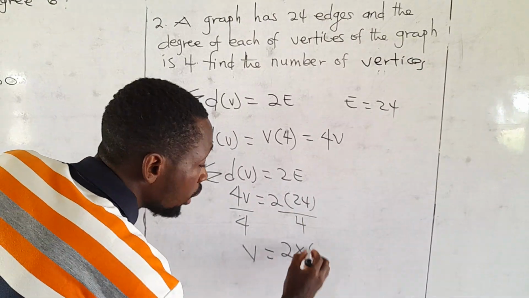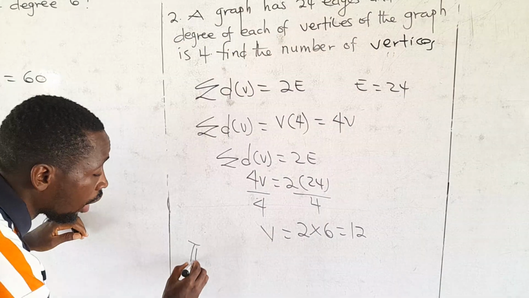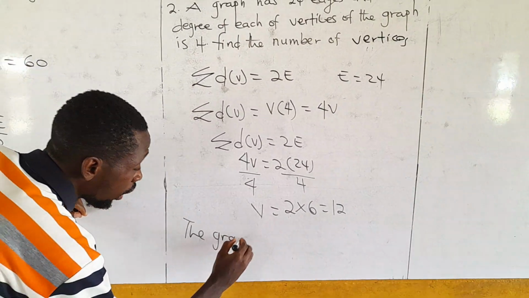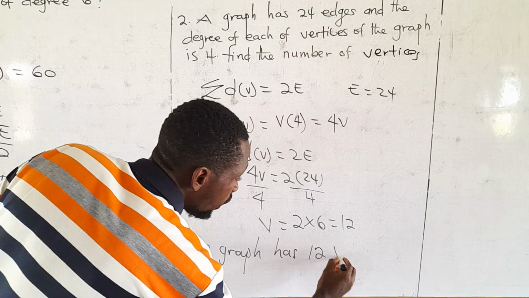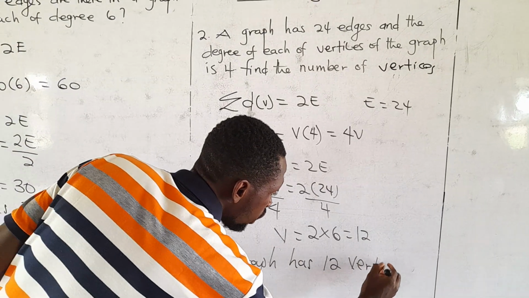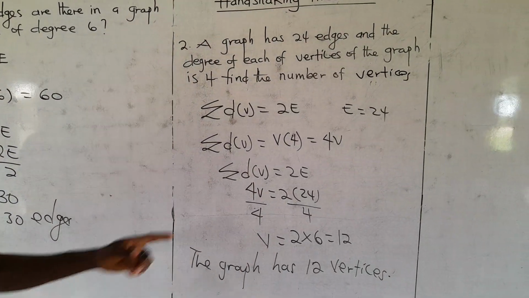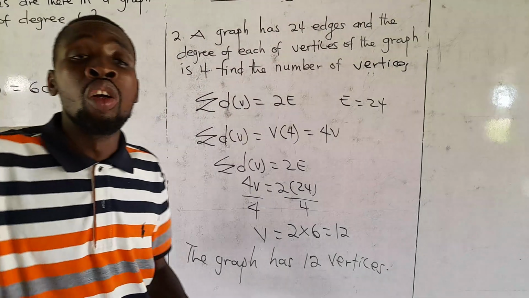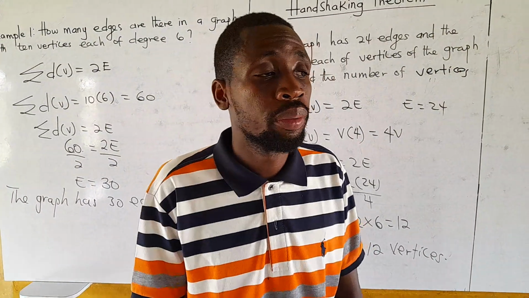You have 2 times 6, and that will give us 12. Then we can say that the graph has 12 vertices. I hope you get that. This is very simple, and I know you will get the same answers with one. We solve more examples on this so that you'll be abreast with the concept.